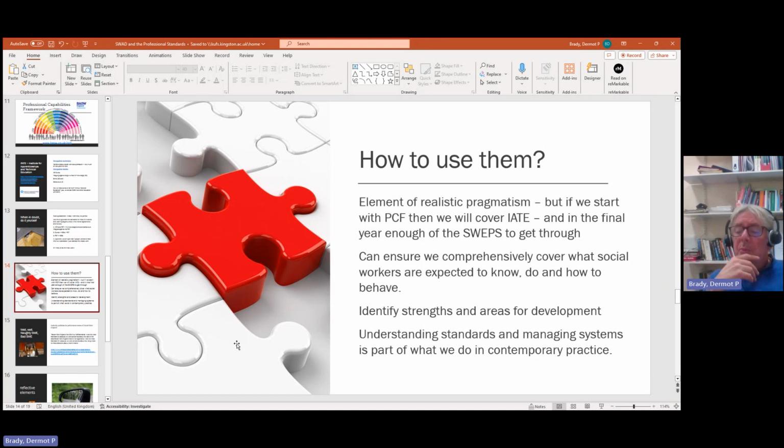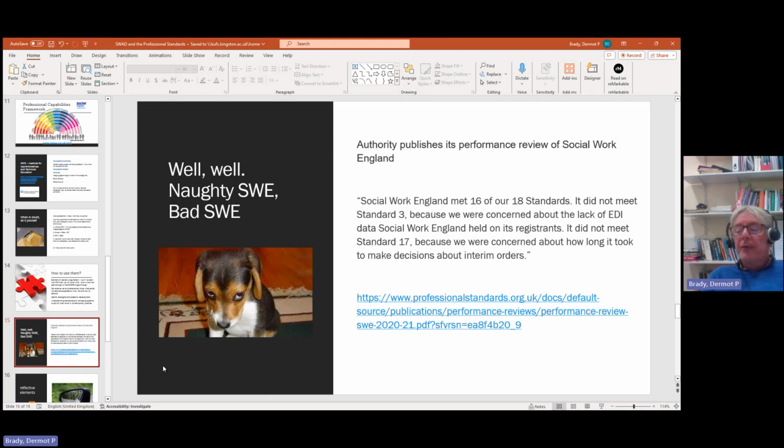Some would argue too much of it. I would have sympathy with that argument, but nonetheless, it's a realistic expectation that we might have entering into the world of social work. And just as a little thought there at the end, it's hilarious, but Social Work England, of course, are in turn regulated by another body that oversees regulators.